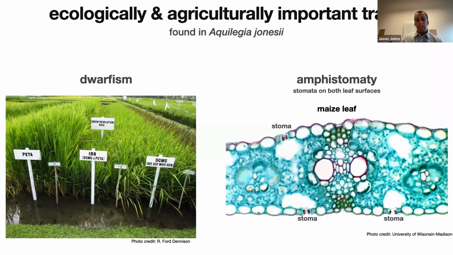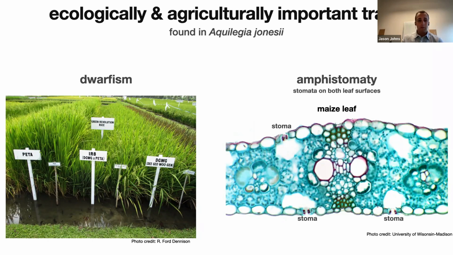We're studying it in Aquilegia jonesii to see if jonesii evolved the same mechanism for dwarfism, or mechanisms, there are several that have been elucidated, as what's been selected artificially in crops, or if it uses some other mechanism that's yet to be discovered.